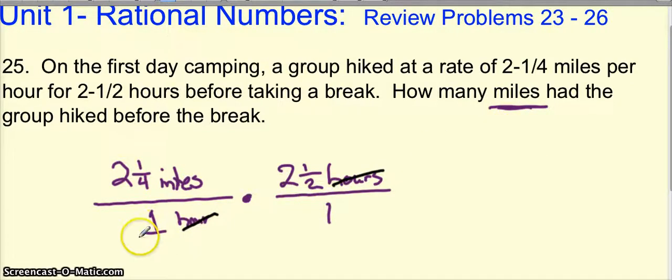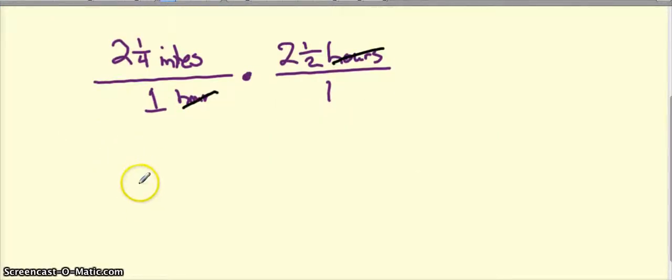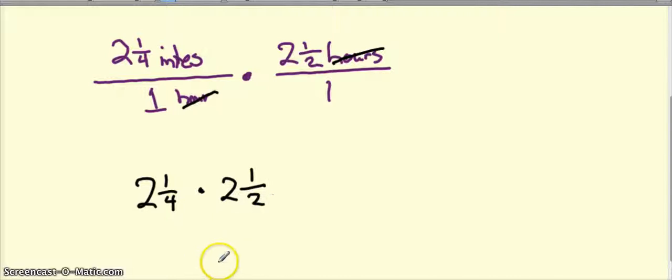Also, I notice that I have both ones in the denominators, so I can just ignore the denominators. So really what I'm doing is simply multiplying 2 1/4 times 2 1/2. From here, I can either change both of these into a decimal or leave them as fractions. I'm going to leave them as fractions, so I'm going to change these to improper fractions. 4 times 2 is 8, plus 1 more is 9 fourths. 2 times 2 is 4, plus 1 more is 5 halves.